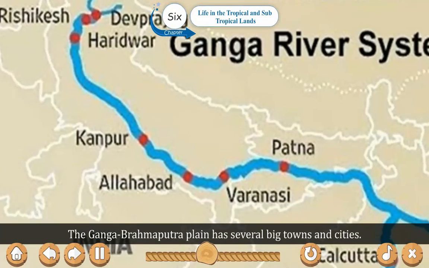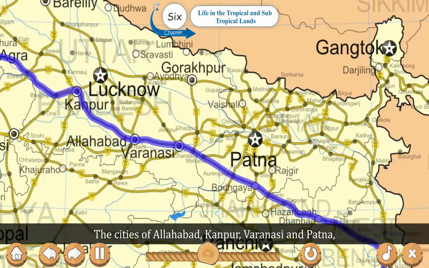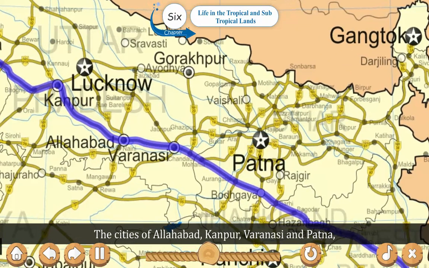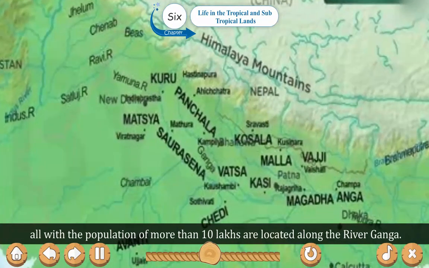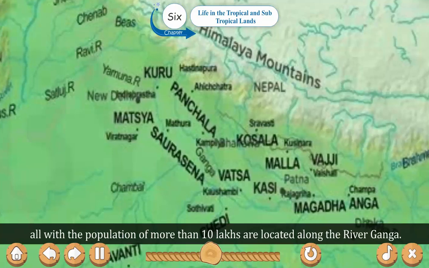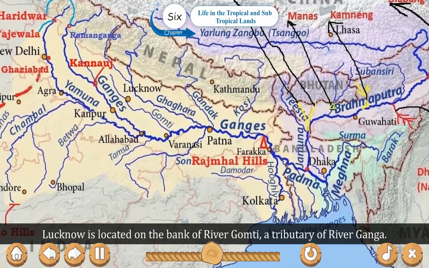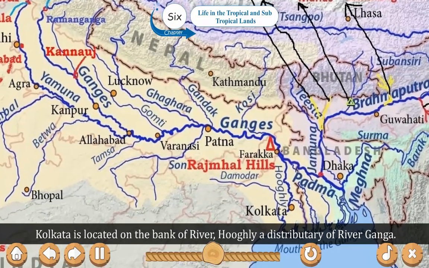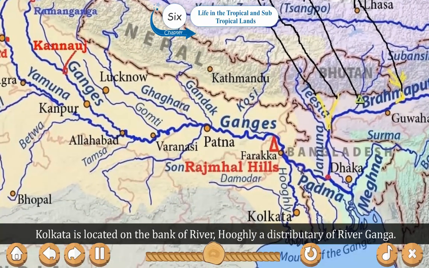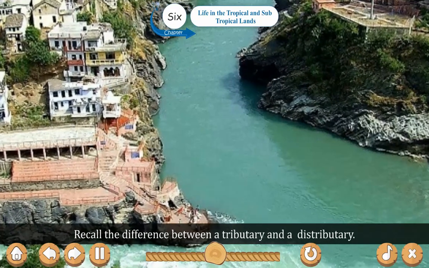The Ganga Brahmaputra plain has several big towns and cities. The cities of Allahabad, Kanpur, Varanasi and Patna, all with a population of more than 10 lakhs, are located along the river Ganga. Lucknow is located on the bank of river Gomati, a tributary of river Ganga. Kolkata is located on the bank of river Hooghly, a distributary of river Ganga. Recall the difference between a tributary and a distributary.